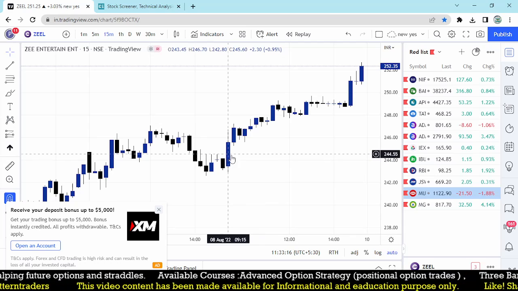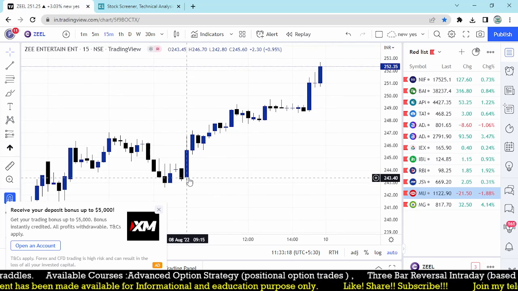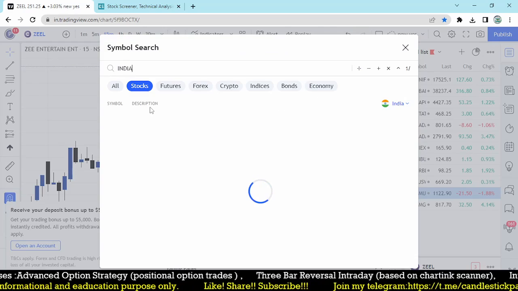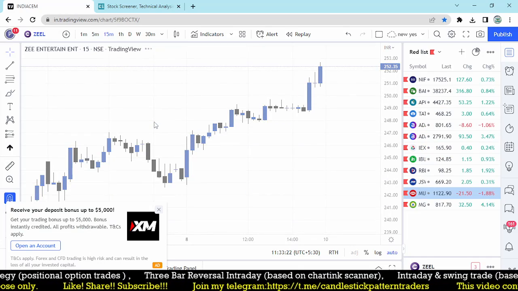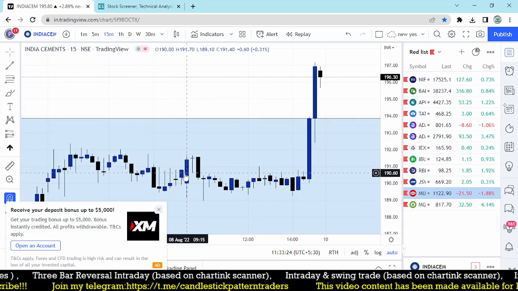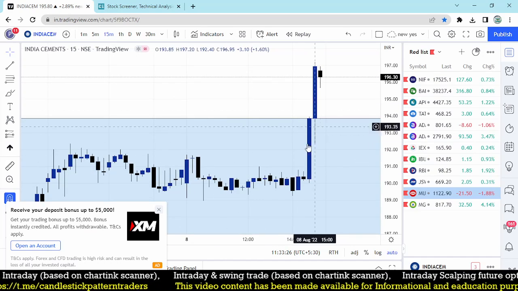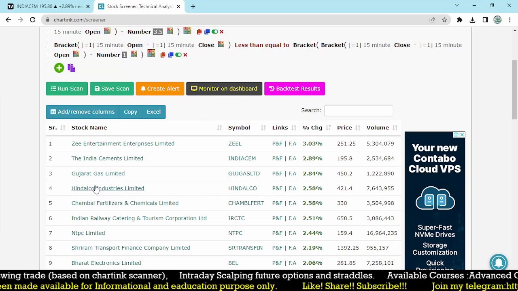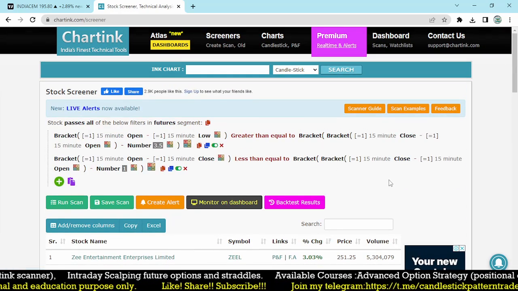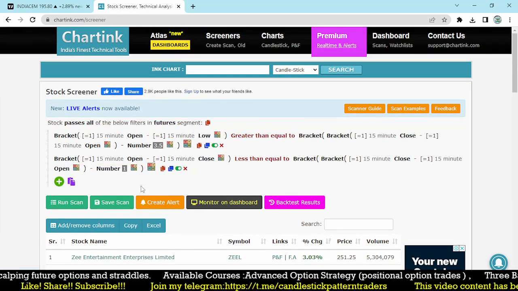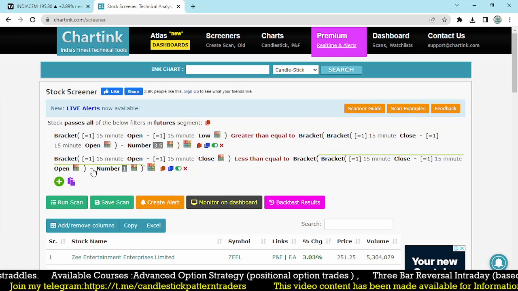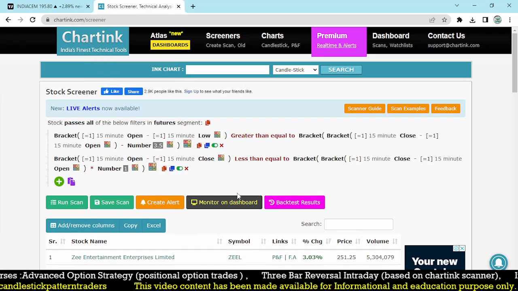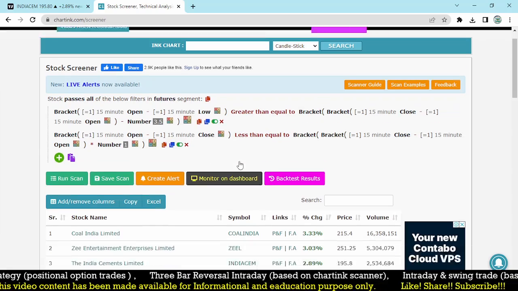It doesn't look like a hammer, but it went up. And India Cement forms such a candle, and at the end of the day it reacts well. So we have to change something, where we made a mistake here. Close minus open, first 15 minutes close minus open. Sorry, here we have to multiply past, not if you run the scan.